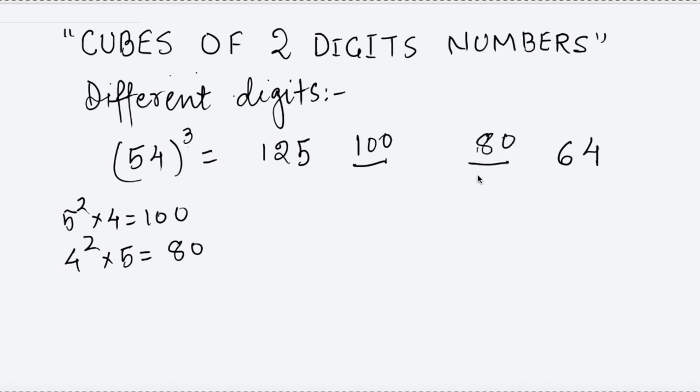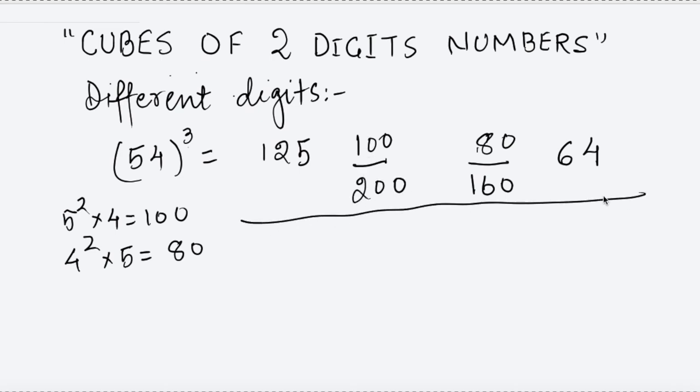Now I write double of 80, that gives me 160, and 2 times 100 is 200. Now the procedure is simple, this gives me 4. 6 goes as carryover here, so 160 plus 80 is 240. And 240 plus 6 is 246. So 24 is my carryover here. 100 plus 200 is 300. Plus 24 is 324.